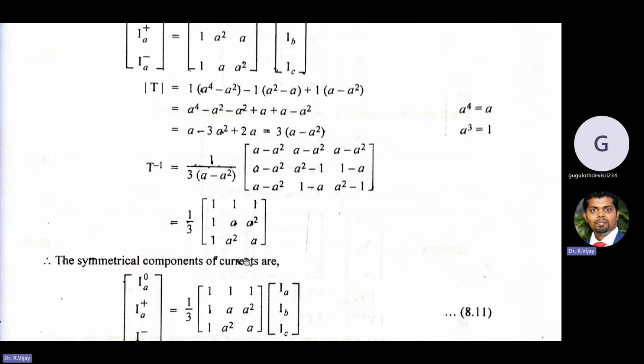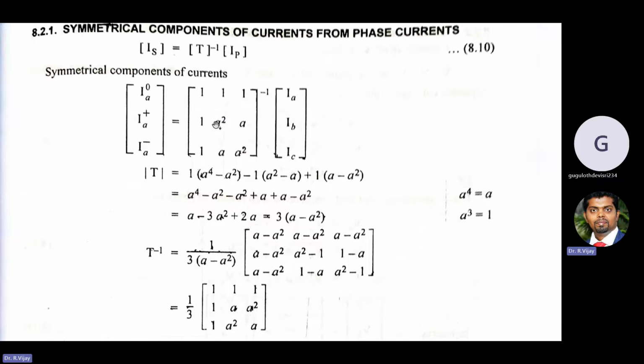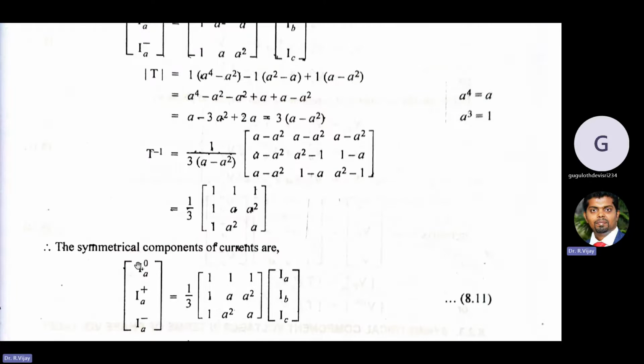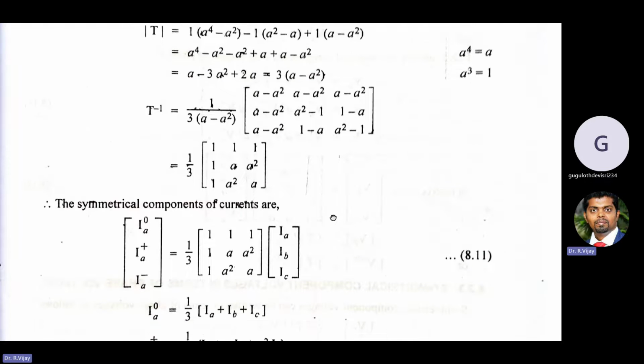For the symmetrical components of current, you just need to substitute this T inverse value here. After substituting, you will get IA 0, IA positive, IA negative matrix is equal to 1 by 3 into the matrix of 1, 1, 1, 1, A, A squared, 1, A squared, A into IA, IB and IC. So this is the symmetrical components of current matrix.